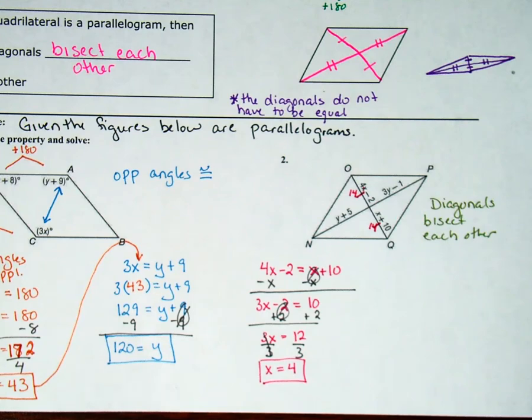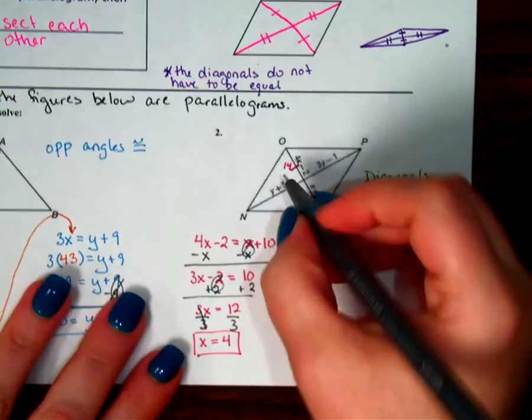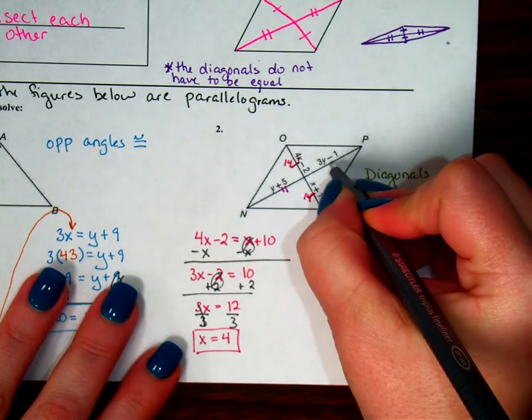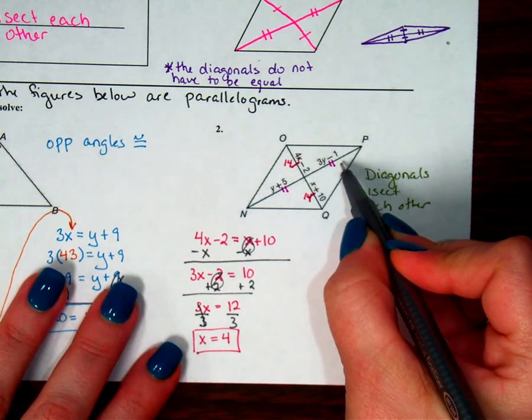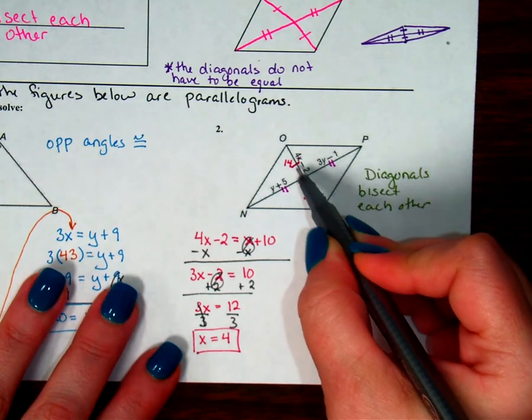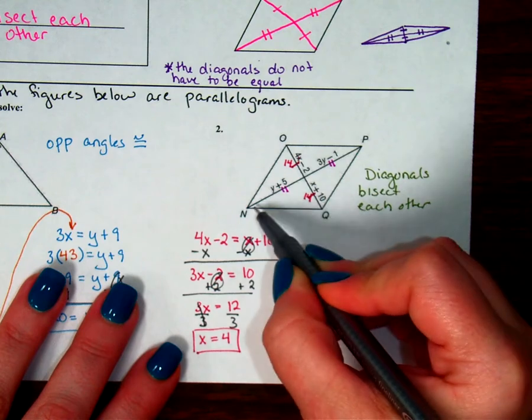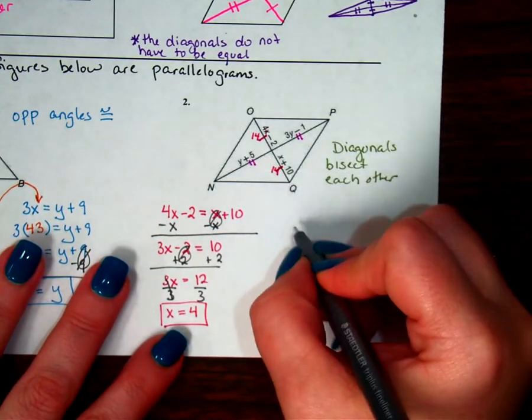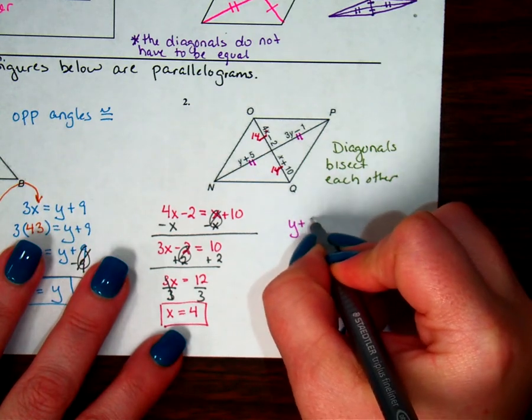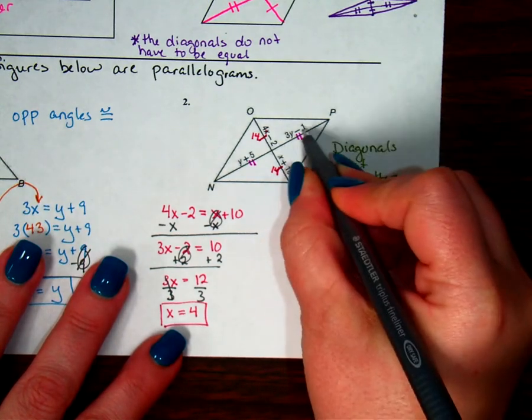When I look at the other diagonal, same thing will hold true. This piece will be equal to this piece. Notice I didn't use single tick marks, I used double tick marks because I already used the singles here, and this diagonal does not have to be equal to this diagonal. So here, my y plus 5 is going to be equal to my 3y minus 1.